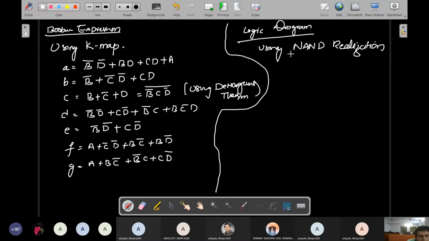So I am using only the NAND realization. This is the NAND. Already you know that NAND is nothing but an AND gate with one bubble here. This is the output and these are the inputs. So this is called the NAND gate. First of all, for the first output A, I'll write it.